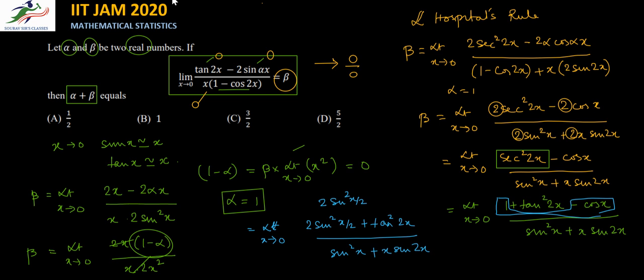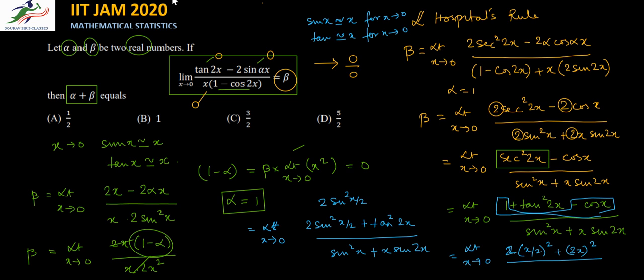Now we will again apply the logic of sine x roughly equal to x for x tending to 0, and tan x is also equal to x for x tending to 0. So therefore we can write this as limit x tending to 0, 2 sine square x by 2 means 2 times sine x by 2 whole square, or instead of sine x by 2 we'll write only x by 2, so x by 2 whole square plus tan square of 2x. Tan square of 2x means tan of 2x whole square, so instead of tan of 2x, we'll write 2x whole square. And in the denominator, instead of sine square x, we'll write x square plus x into sine 2x, we'll replace it with 2x.